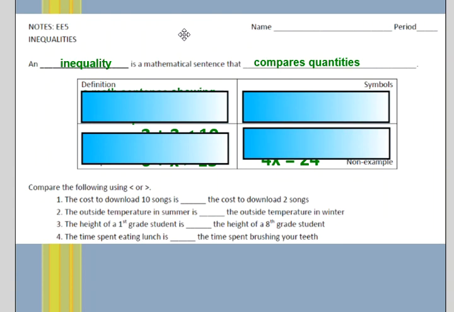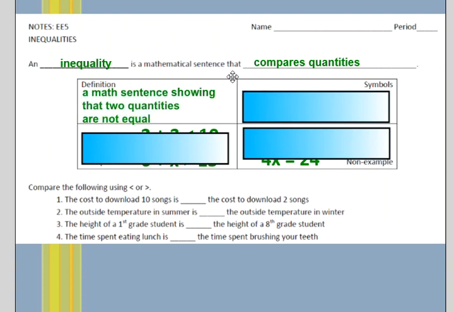All right, there's your first part right there. An inequality is a math sentence that compares quantities. That is basically our definition as well. It's a math sentence showing that two things are not equal. Two quantities, two things are not equal.